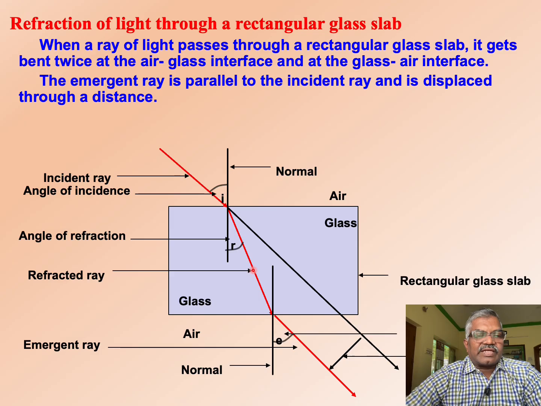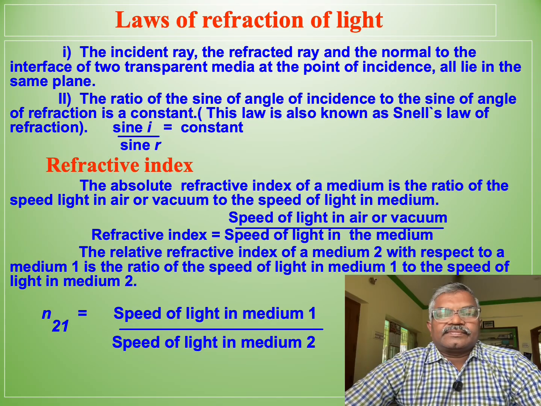This ray is a refracted ray, and this is the emergent ray. So, angle of emergence is the angle between the normal and the emergent ray. And what is the lateral displacement? The displacement between the incident ray and the emergent ray. Here air is the rarer medium and glass is the denser.